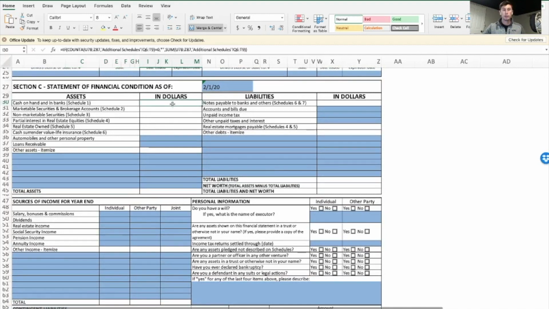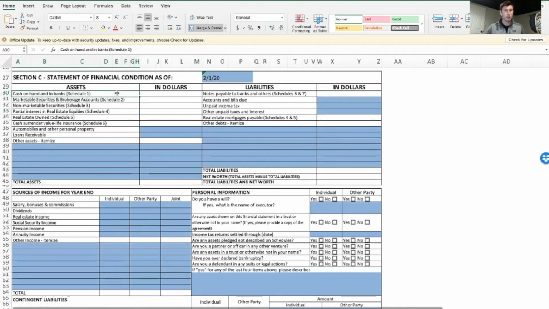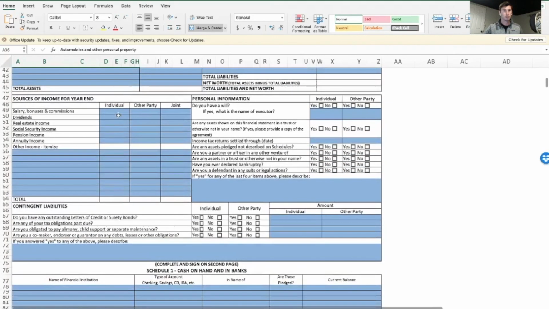So everything in white up here is going to be something that auto-populates when you type in information in the spreadsheet down below. So you see that they have formulas in here, so that means that they will auto-populate, so you don't have to put anything in there, it does automatically. So let's glance at some of these. We have cash in the bank, marketable securities, non-marketable securities, partial interest in real estate owned, life insurance, things like that. So let's just go ahead and start filling it out.